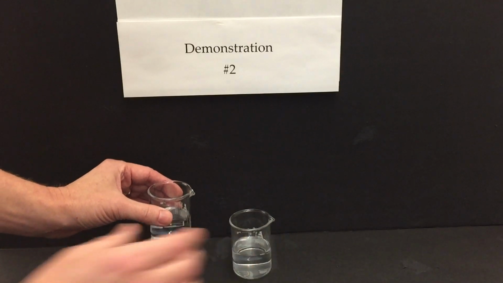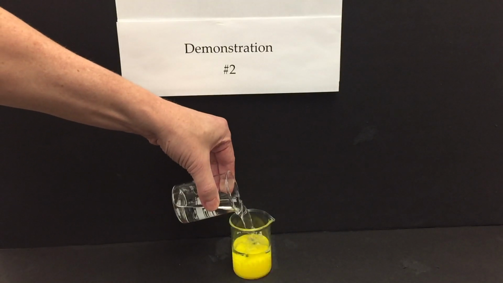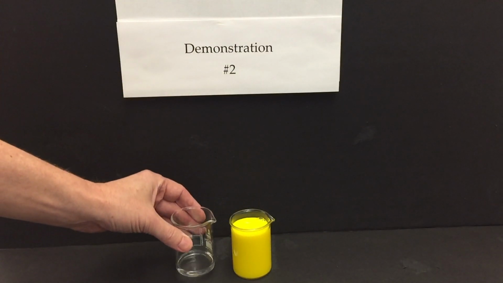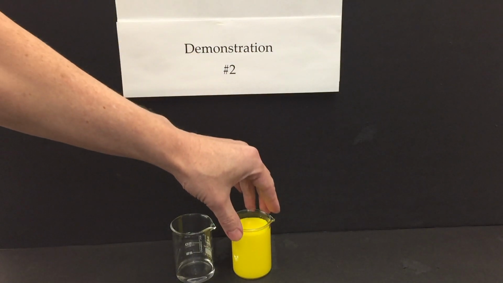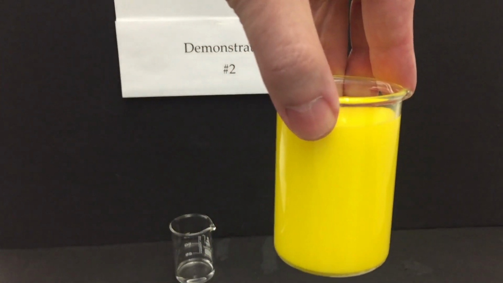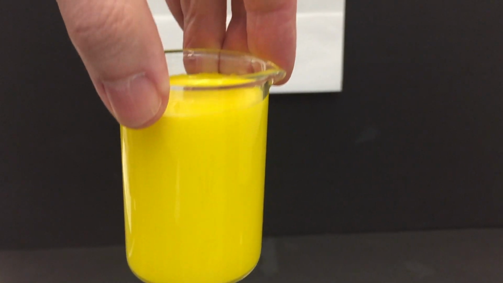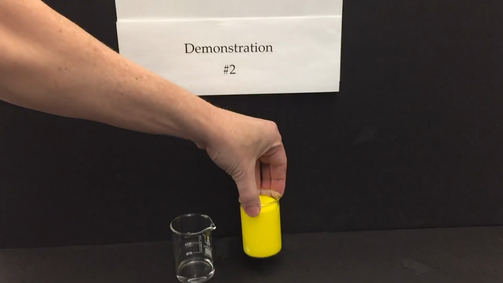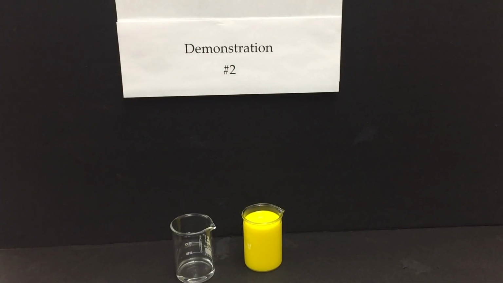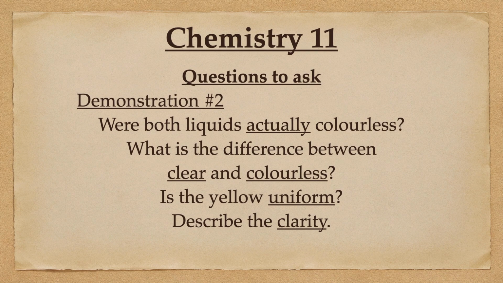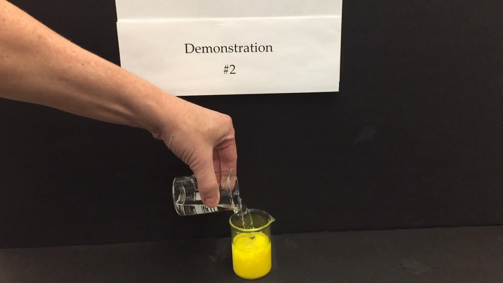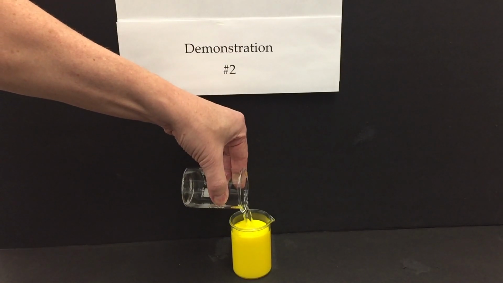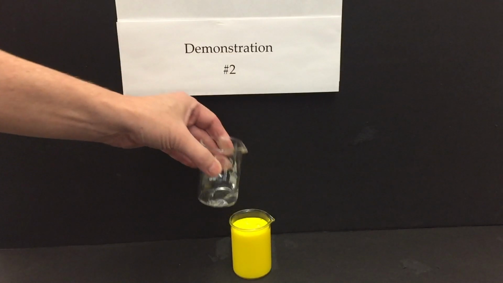Demonstration number 2. Were the two liquids actually colorless? What is the difference between clear and colorless? Is the yellow a uniform color, or is there some texture in there? Try to describe the clarity. Watch again in slow motion. When did that change color? At the top of the second or at the bottom?